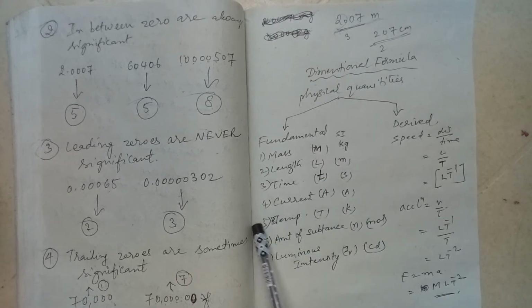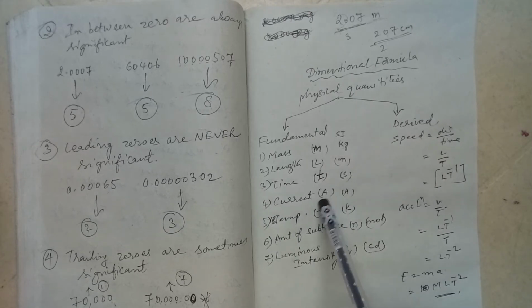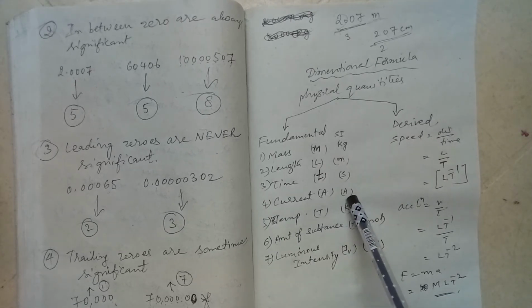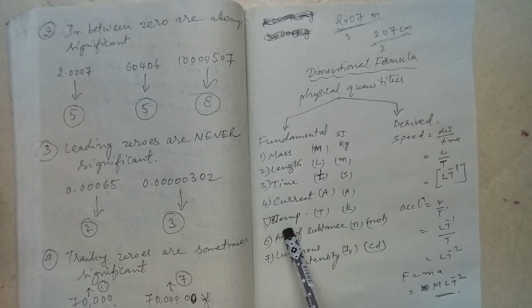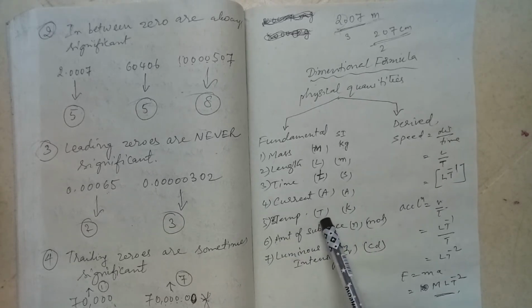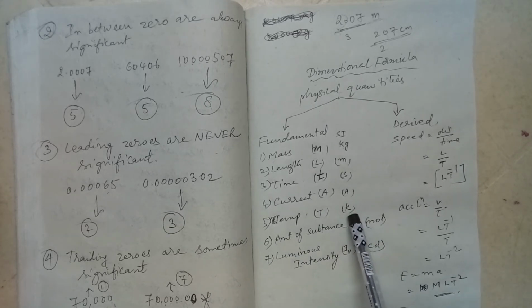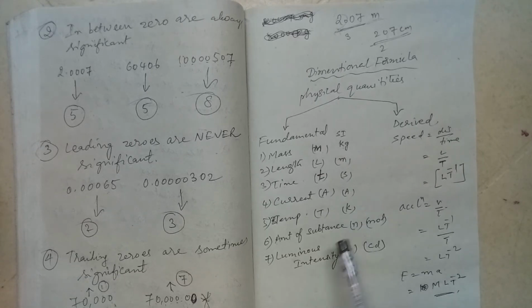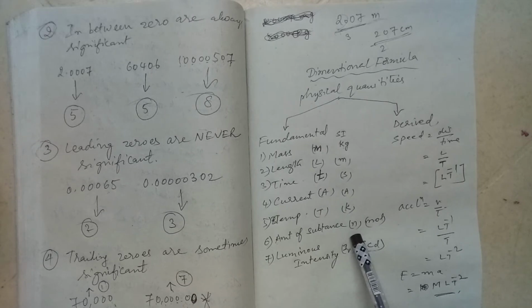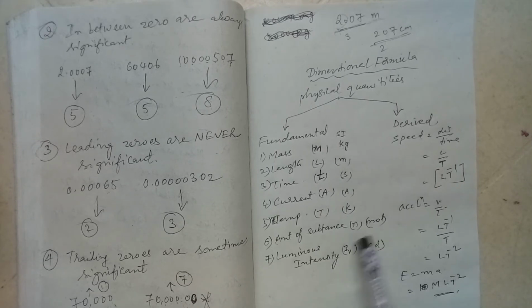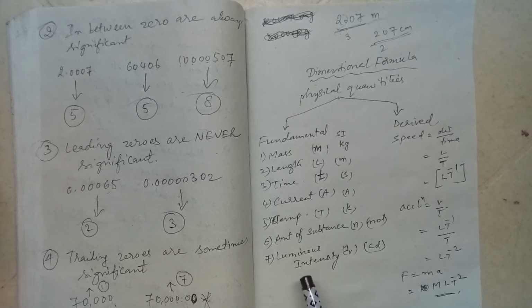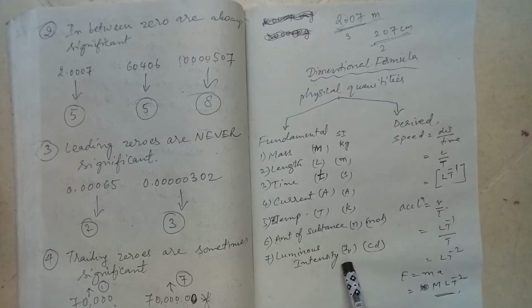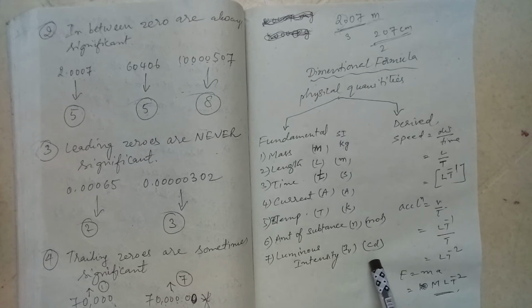Fourth one is current. It is denoted by capital A, and the unit is ampere. Fifth one is temperature. It is denoted by capital T, and its unit is Kelvin. Sixth one is amount of substance, denoted by small m. Mole is the unit. And seventh one is brightness of light, luminous intensity. It is denoted by Iv, and the unit is candela, cd.